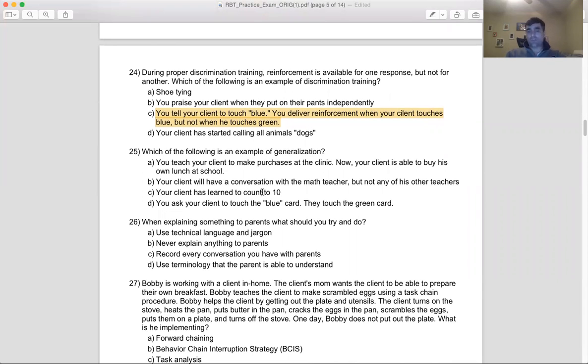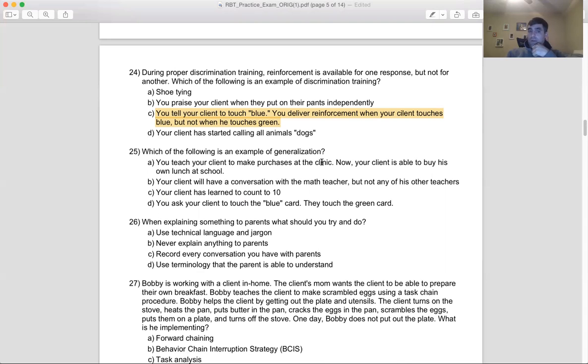So we just talked about discrimination, right? We're distinguishing between two. Now we're trying to generalize a behavior. We're trying to generalize something we learned into different environments. That is the essence of generalization. Can you perform a skill in an untrained environment? All right. A, you teach your client to make purchases at the clinic. Now your client is able to buy his own lunch at school.